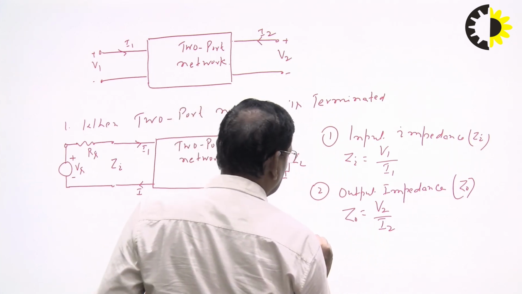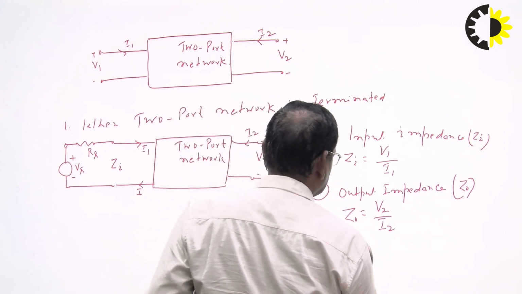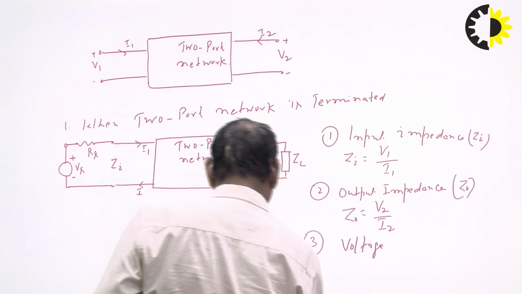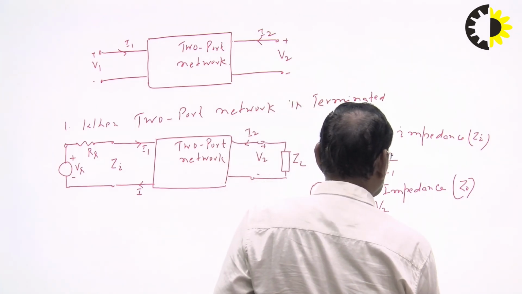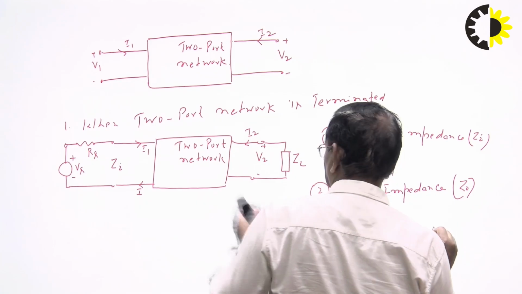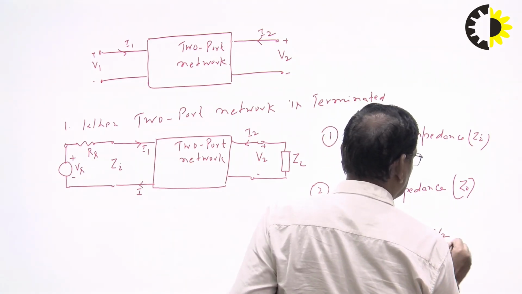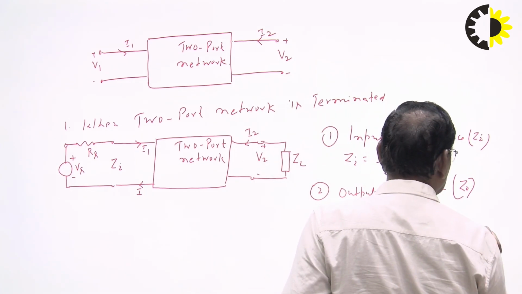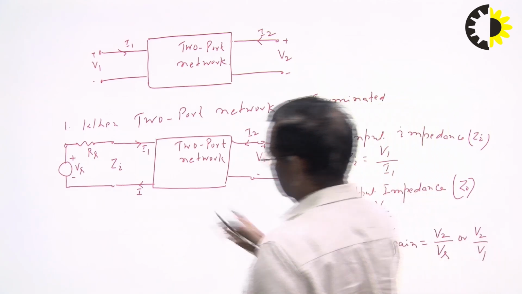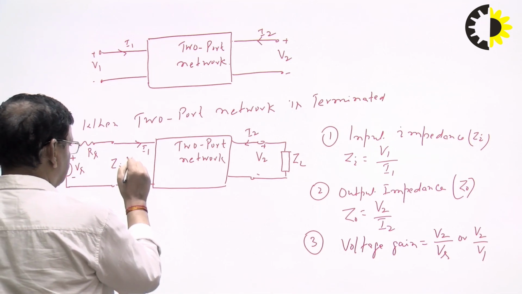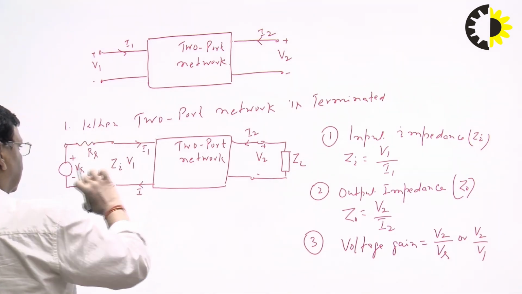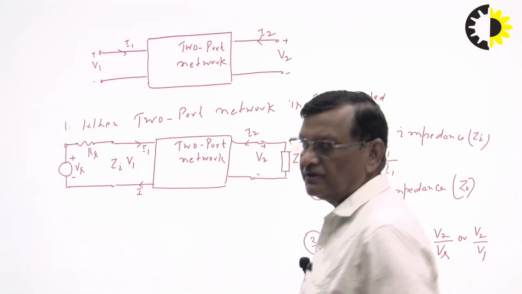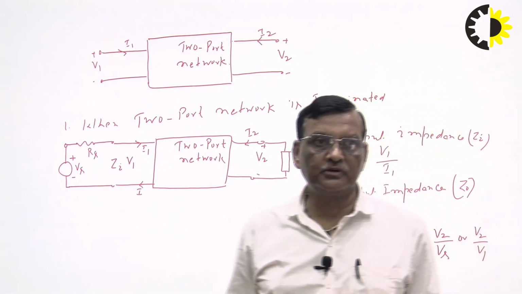And third, the voltage gain. So voltage gain is equal to V2 upon Vs, or in some cases V2 upon V1. This is your V1, the input port voltage, and this is the supply Vs. So these parameters we have to calculate when the two-port networks are terminated.